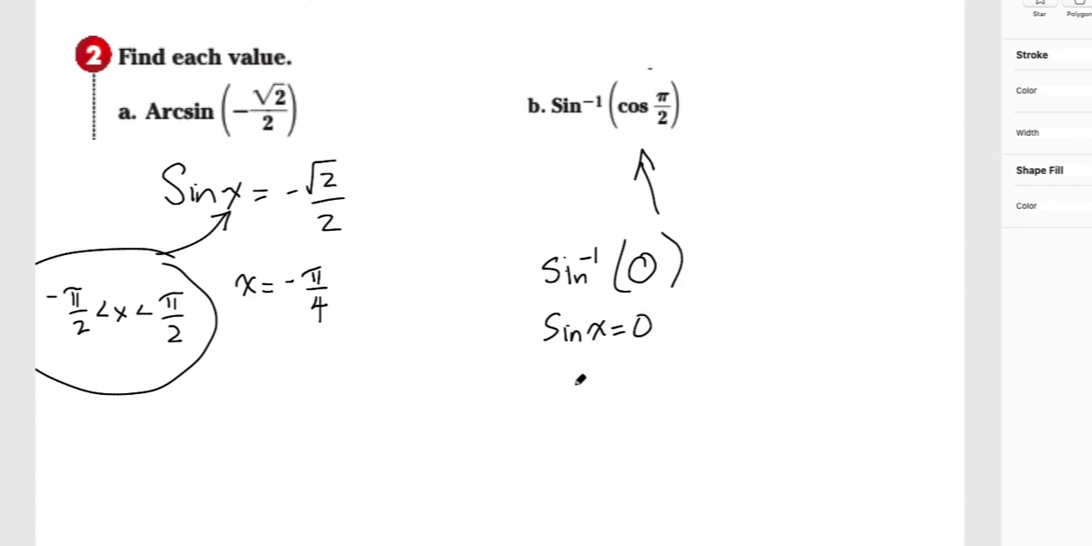So what value? Again, we're still dealing with sine, so we're still dealing with negative pi over 2 to pi over 2 as the domain, right? What value between these two values is going to give me 0 as the sine value? And that's going to be 0, because we know that the sine of 0 is 0.